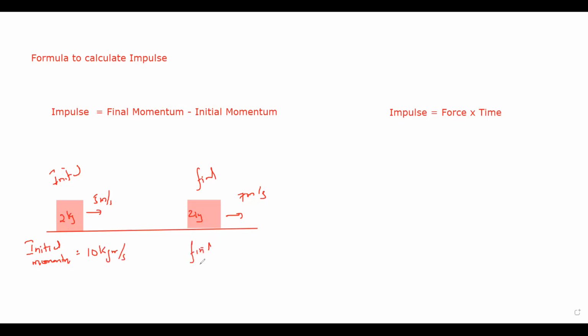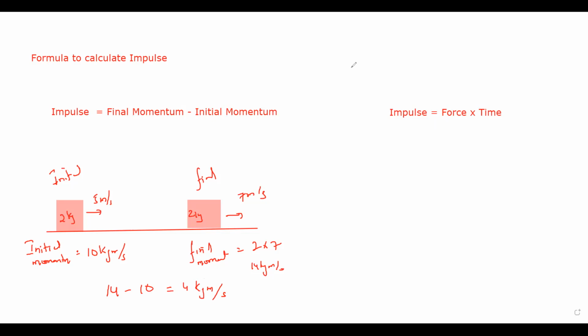And what about the final momentum? That is 2 multiplied by 7 equals 14 kilogram meter per second. So when the speeds are given, first we find the initial momentum, then we find the final momentum, and to calculate the impulse, it's final minus initial. So final is 14 and initial is 10. So 14 minus 10 equals 4 kilogram meter per second.